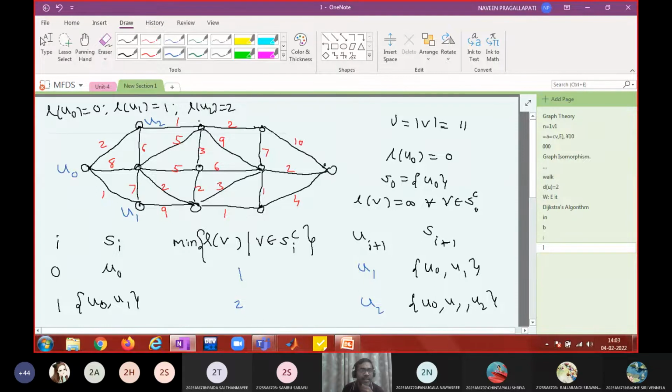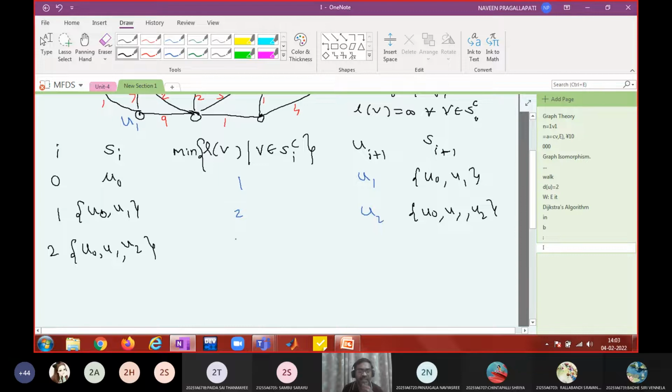It is going to be this one, u3. So what is L of u3? L of u3 is going to be 3, so I'm going to write that down. The distance from source node u0 to u3 is 3. So I selected u3: u0, u1, u2, u3.